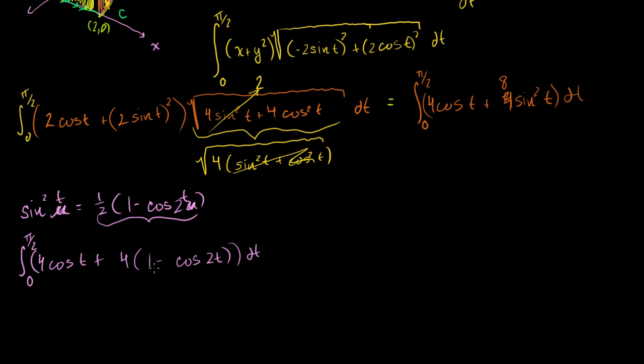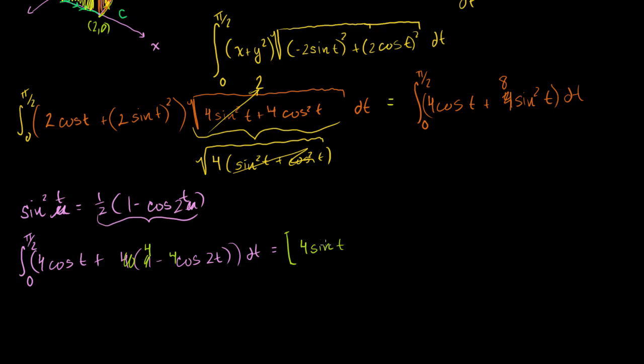Now, this should be reasonably straightforward to get the antiderivative of. The antiderivative of cosine of t is just sine of t, right? The derivative of sine is cosine. So this is going to be 4 sine of t. The scalars don't affect anything. And then, let me just distribute this 4. So this is 4 times 1, which is 4, minus 4 cosine of 2t.